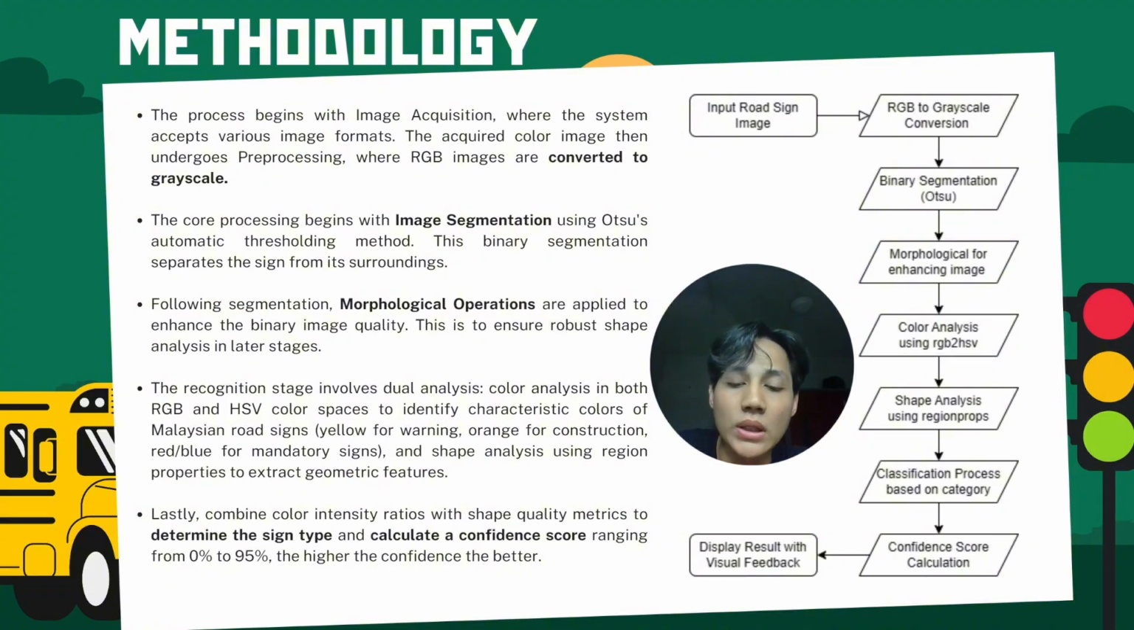Finally, we combine the color and shape information to guess what sign it is. We also calculate a confidence score, which tells us how sure the system is about the result. The score goes from 100% to 95%. The higher the number, the more confident the system is.